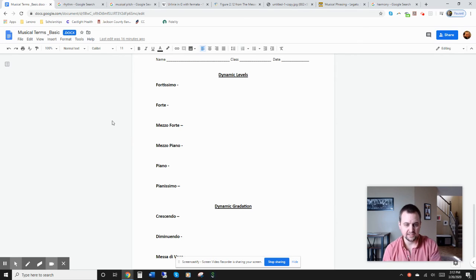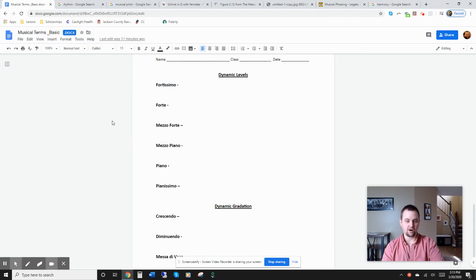Pianissimo means very, but you can tie it in with piano, and so it's very soft in dynamic level. Very soft in dynamic level or volume. Okay, so we have 4 of those down quick.